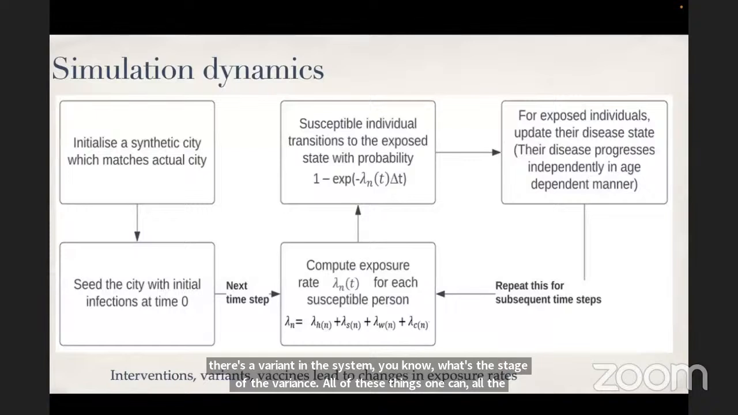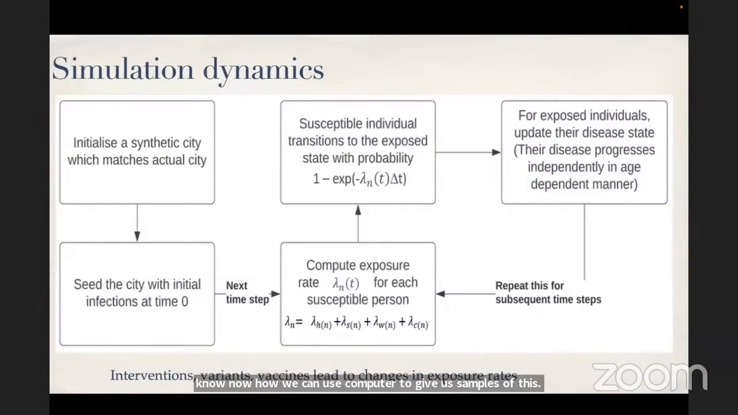See, what I've told you so far is that we have a technology of generating samples from any probability distribution. That's where we are so far. We know now how we can use the computer to give us samples of this. Now, how do we use that to tame the uncertainty in modeling disease spread, in particular in modeling COVID spread? So let's see.